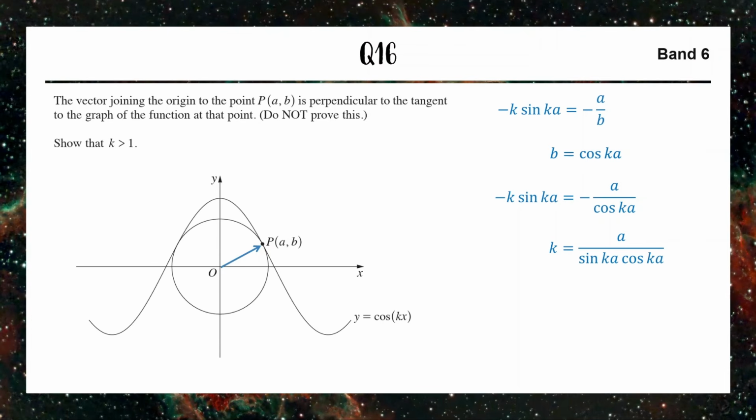We're going to simplify the fraction because whenever I see a sine and a cos multiplying, my Extension 1 flashbacks start going off and I think, oh, I can turn this into sine of 2 theta, using the fact that 2 sine theta cos theta is equal to sine 2 theta. So I'm going to multiply top and bottom of the fraction by 2, so I can then turn the bottom of the fraction into sine of 2 times the angle, so sine 2ka.